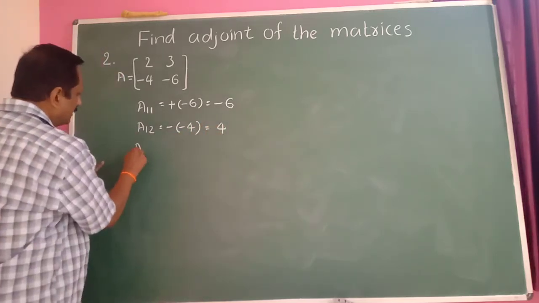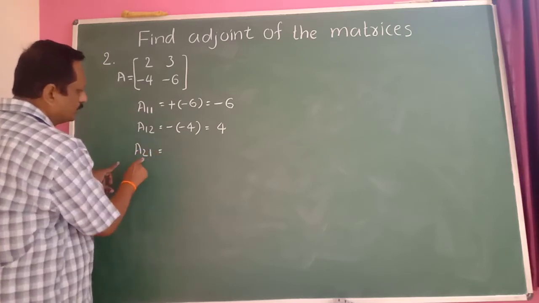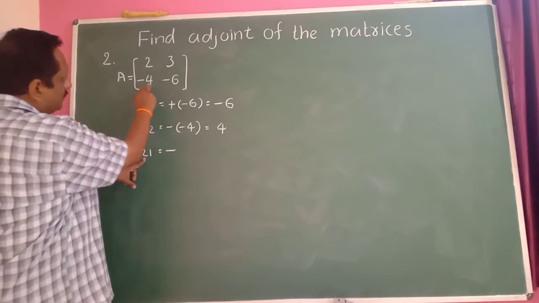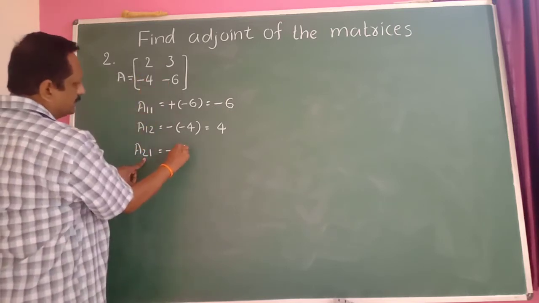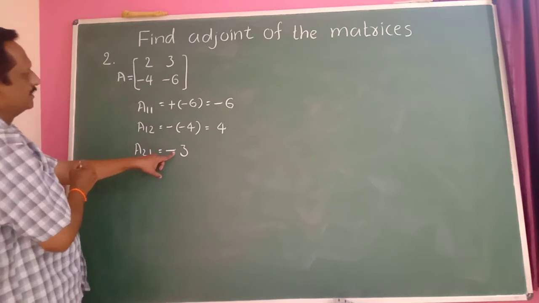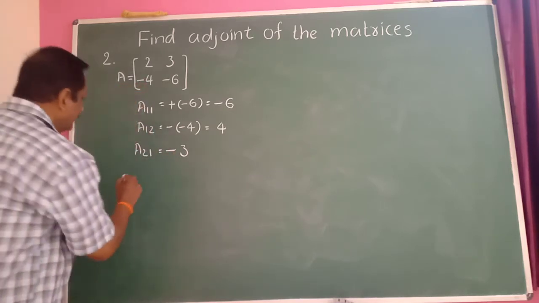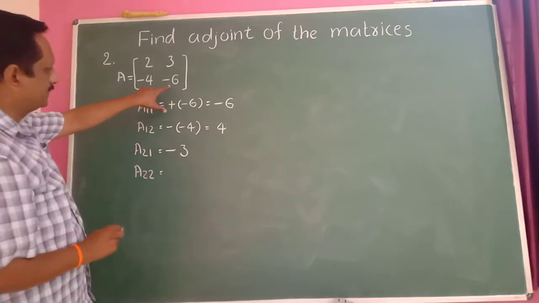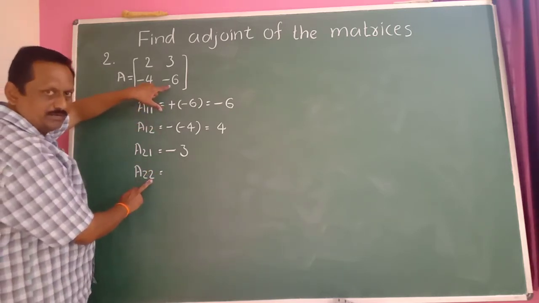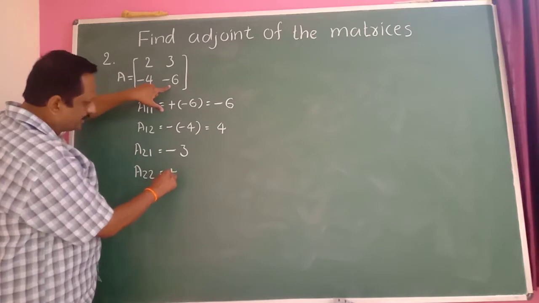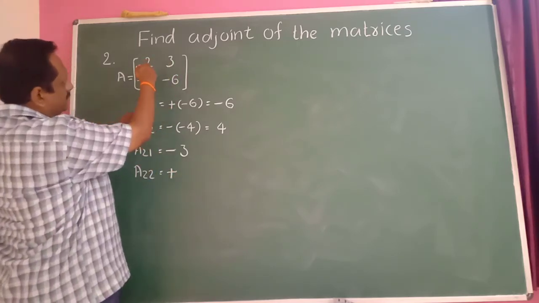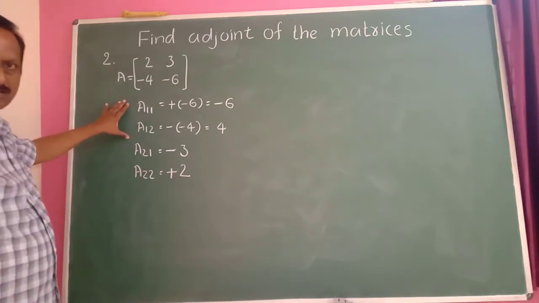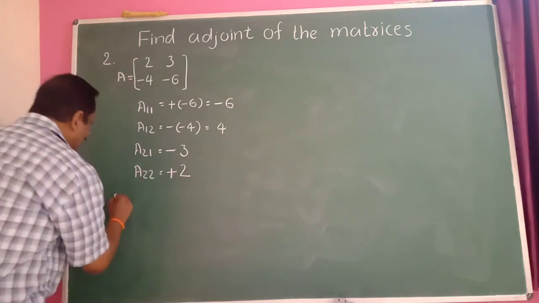Then A21. A21 is equal to 2 plus 1, 3, an odd number. Take a minus sign. Deleting the second row and first column, the remaining is 3 here. So write 3. Minus 3 is the cofactor of this element. Then A22. A22 means the cofactor of this element. So 2 plus 2, 4, even. So write a plus sign here. Deleting the second row and second column, the remaining is 2 here. So write 2. Okay. These are the cofactors of each element here. Therefore, the cofactor matrix.